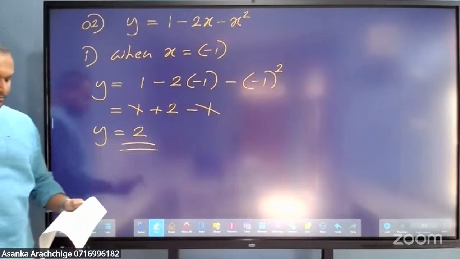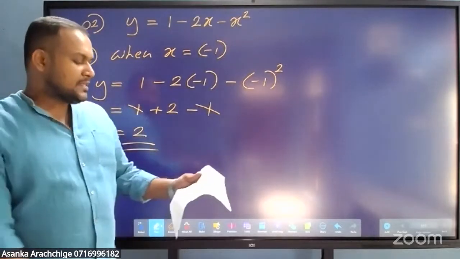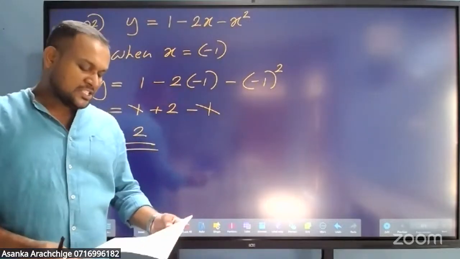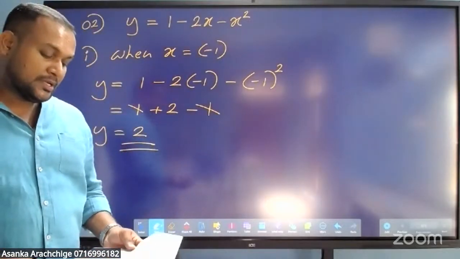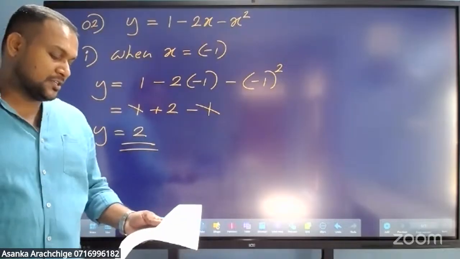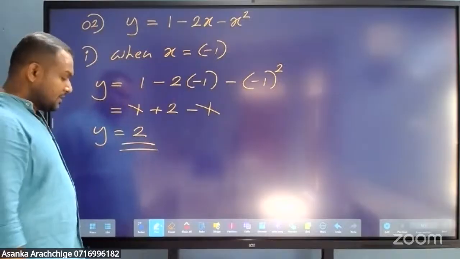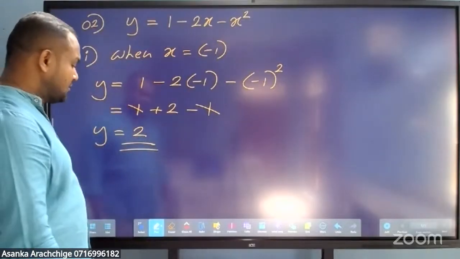Then, using the standard system of axes and a suitable scale, draw the graph of the above function. Right. Now we are going to draw the graph of this function.